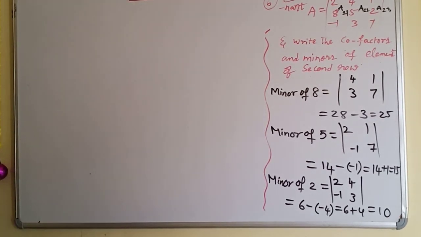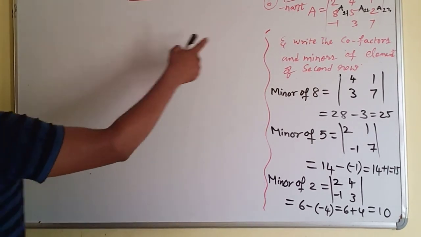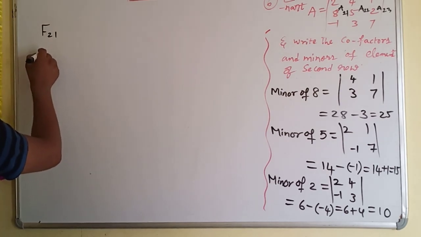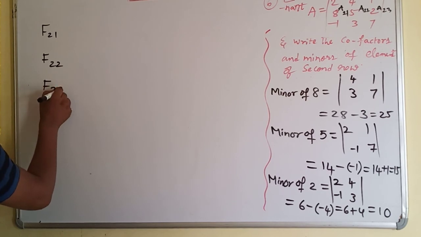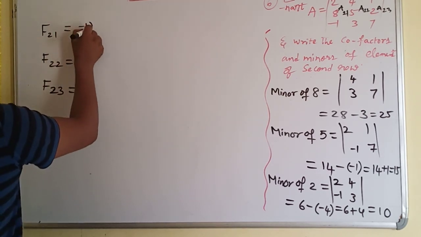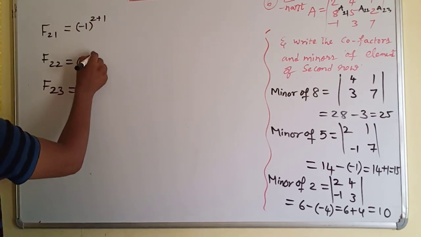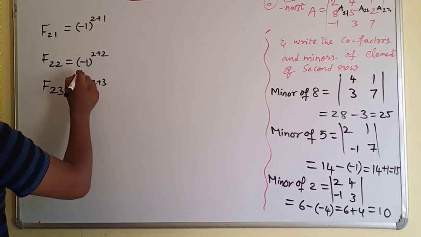Okay, so now I need to find the cofactors. So the cofactors are F21, F22, F23. This is all very easy. So F21 is minus 1 whole to the power of 2 plus 1. Here also minus 1 whole to the power of 2 plus 2. Here also minus 1 whole to the power of 2 plus 3.